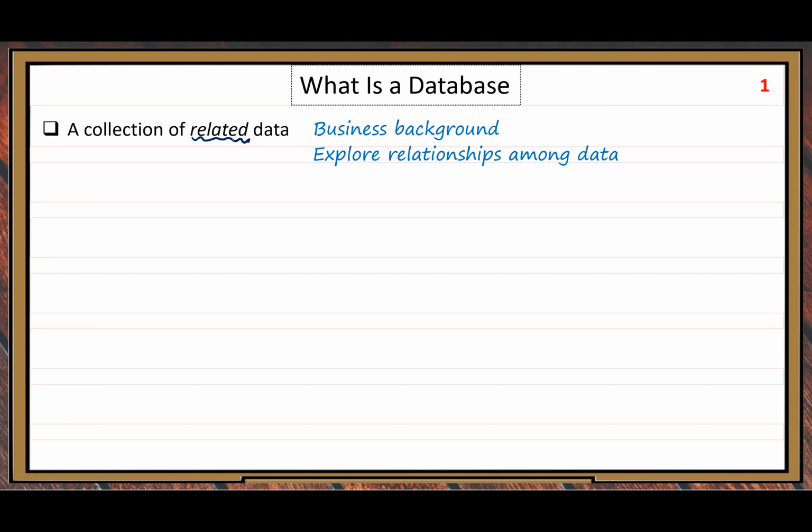And explore relationships among data. So here, the relationships are very important, correlated. So the data is not isolated. There are a lot of relationships among data. And we need to make sure the relationships reflect the business correctly, in the right way.